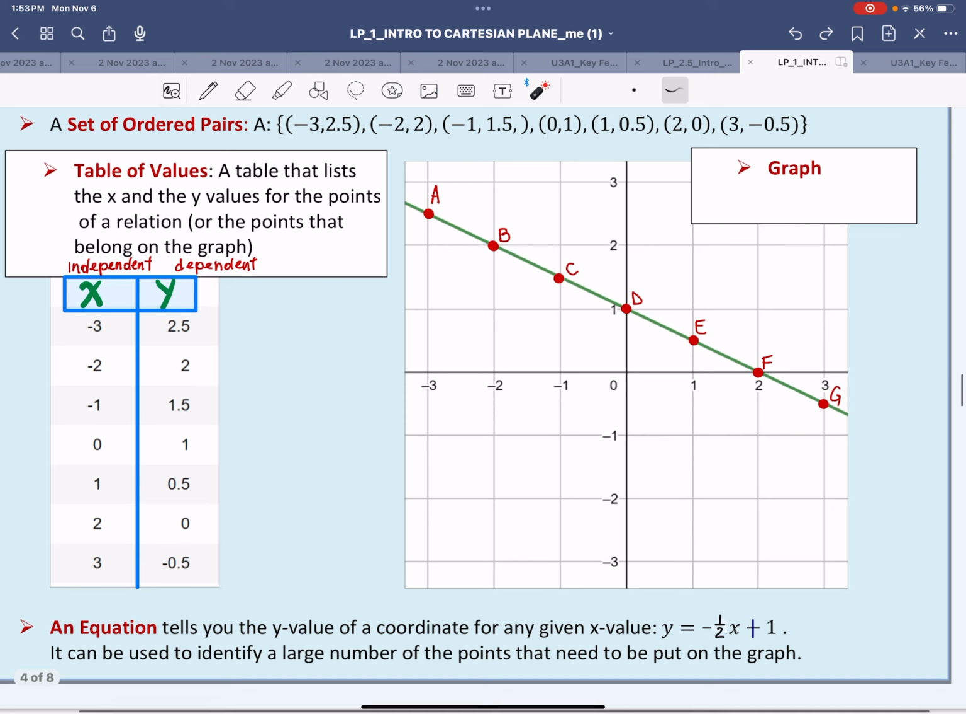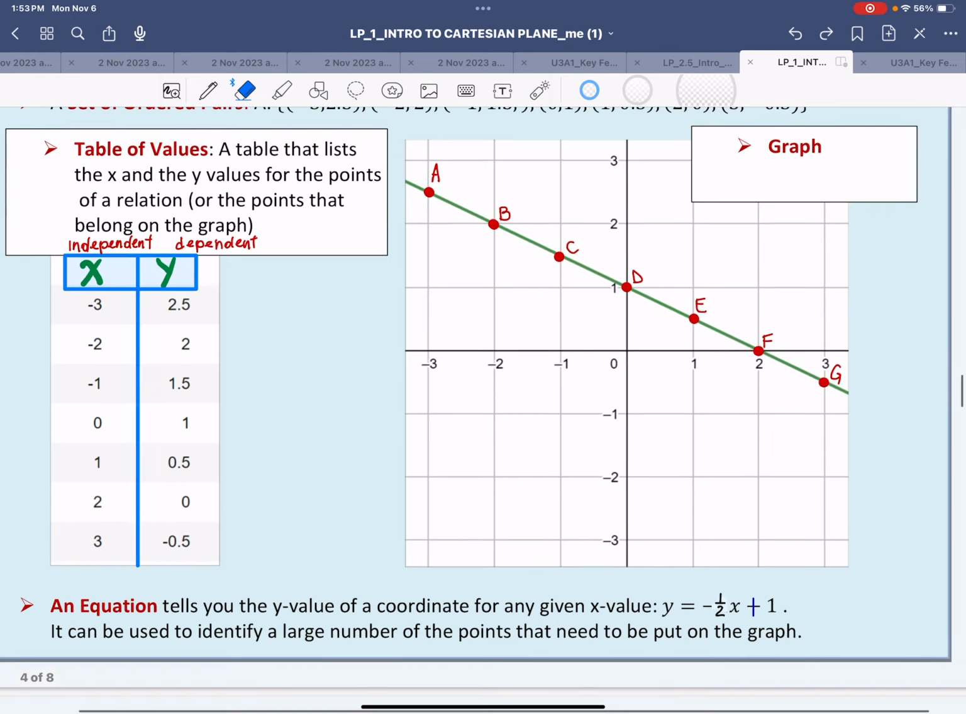In this case, the equation of this particular line would be y equals negative 1 over 2 x plus 1. And we'll talk more about it in future lessons, including how to determine the meaning of each and every number in this equation.